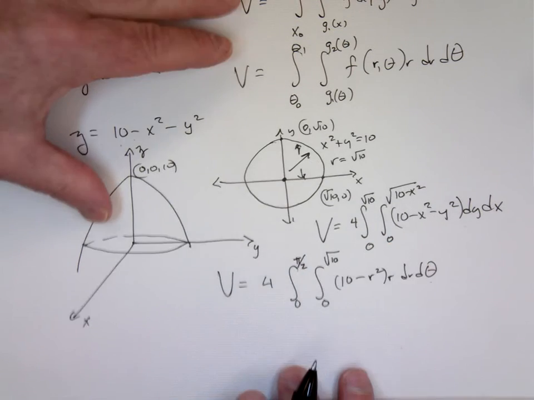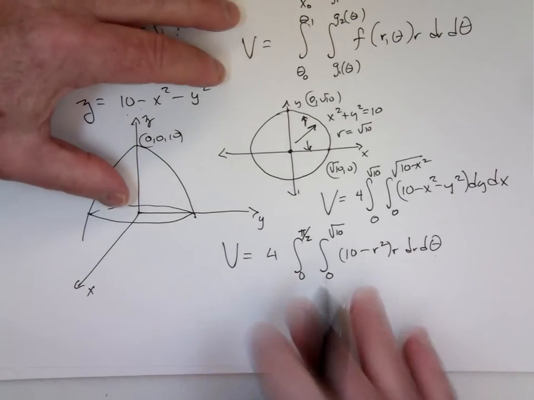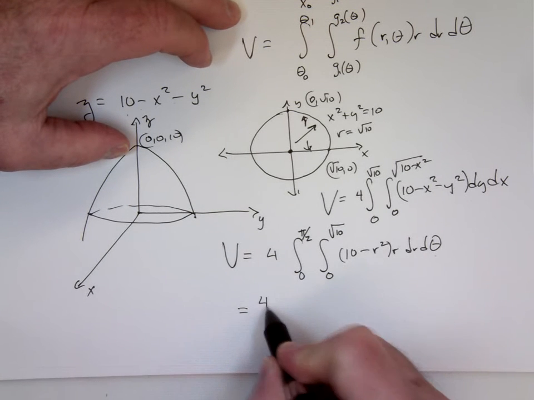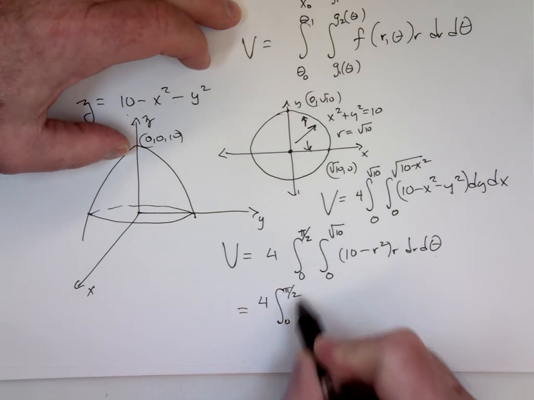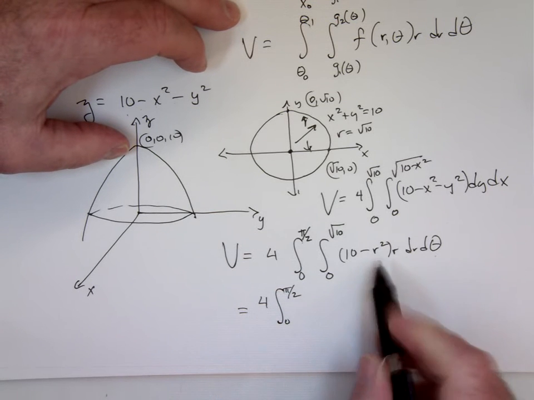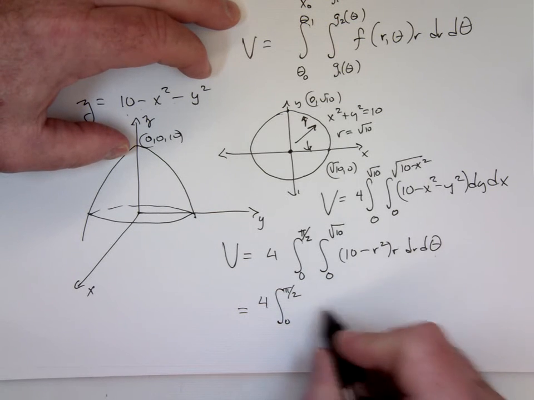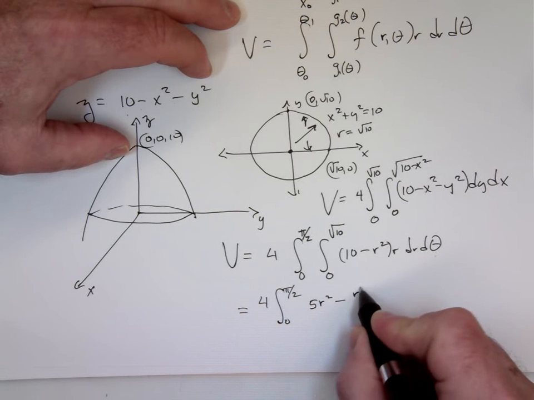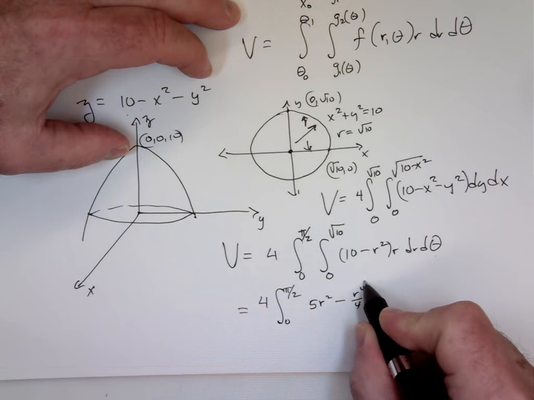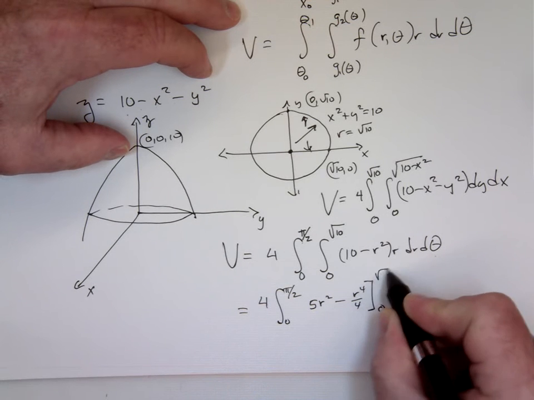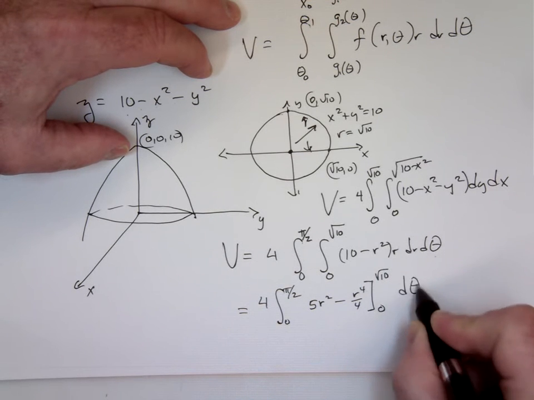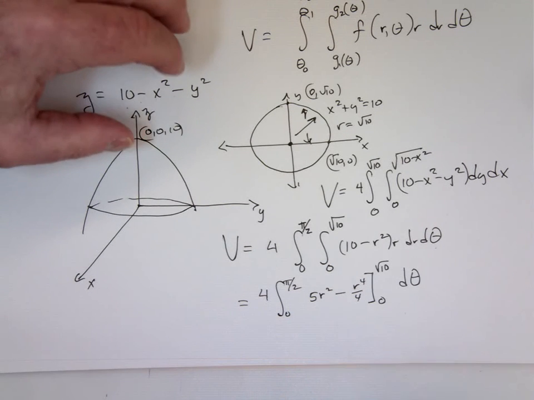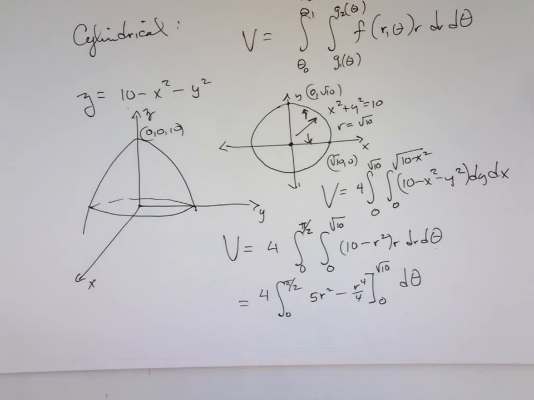This integral is going to give us the exact volume under that surface. Let's do it. You get 10r. We're going to integrate that: 10r squared over 2. You have an r cubed, that's r to the 4th over 4, from 0 to the square root of 10, d theta. Substitute in.